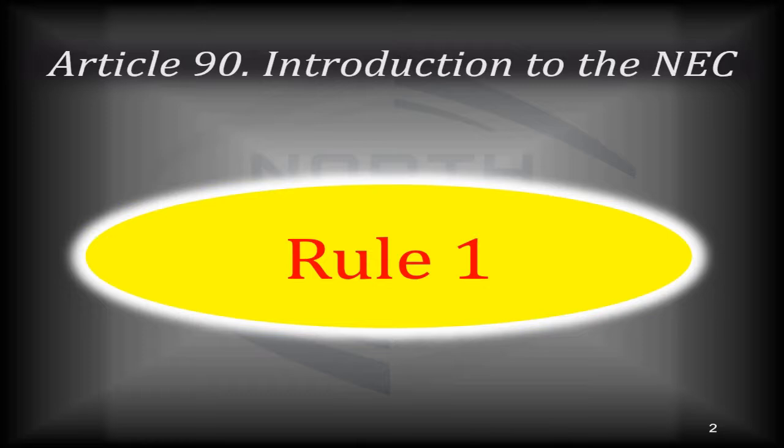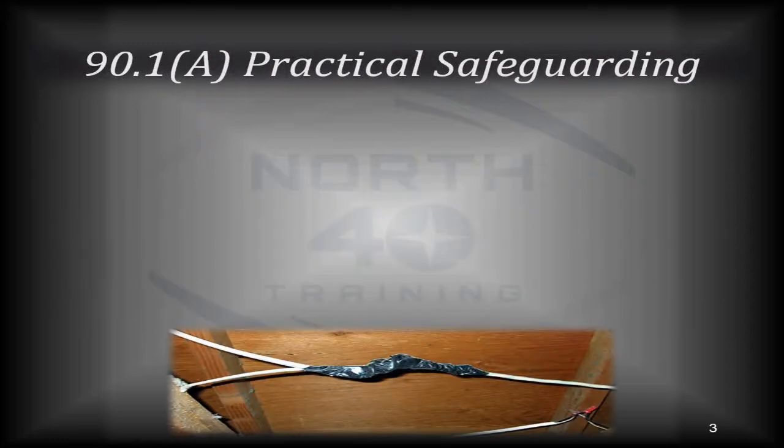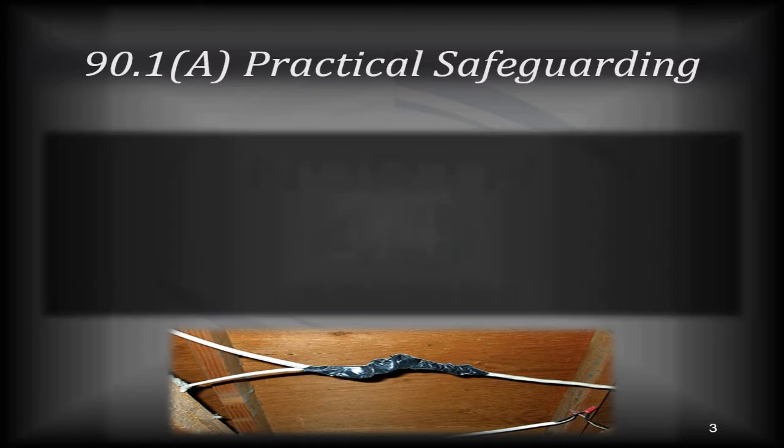Rule number 1, we'll head into Article 90, which is your basic introduction into the National Electrical Code. It is going to deal with, beginning with, practical safeguarding. Now, practical safeguarding is kind of an interesting subject.